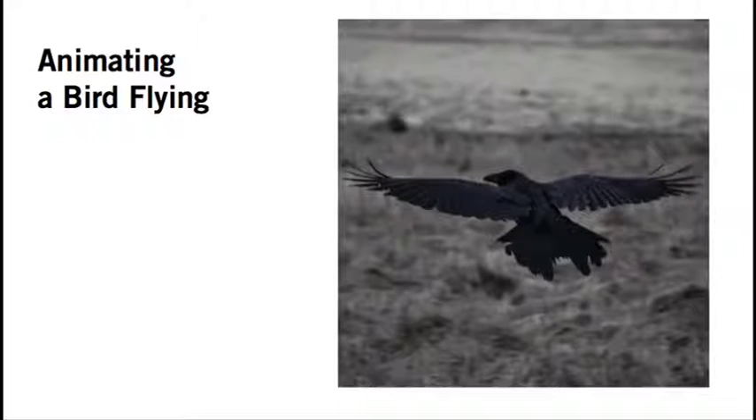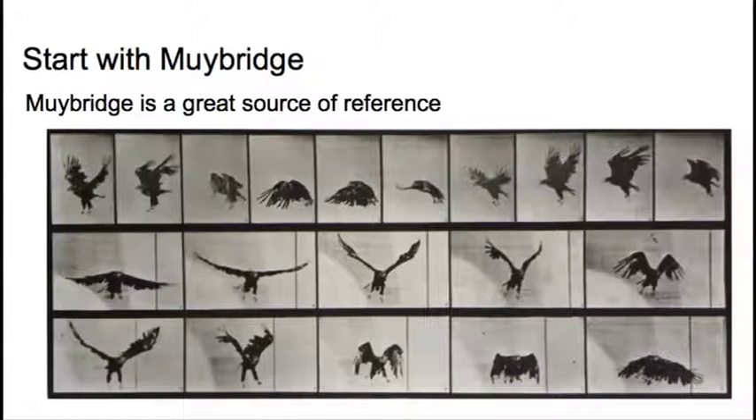And whenever we start looking at any kind of animal action, or indeed human action, Muybridge is always a terrific starting point. I'm afraid I've slightly cheated here. This looks like an eagle. This is not a crow. The animation we're going to be doing is a crow, but it's incredibly good to look at reference like this to get a feeling for how birds fly.